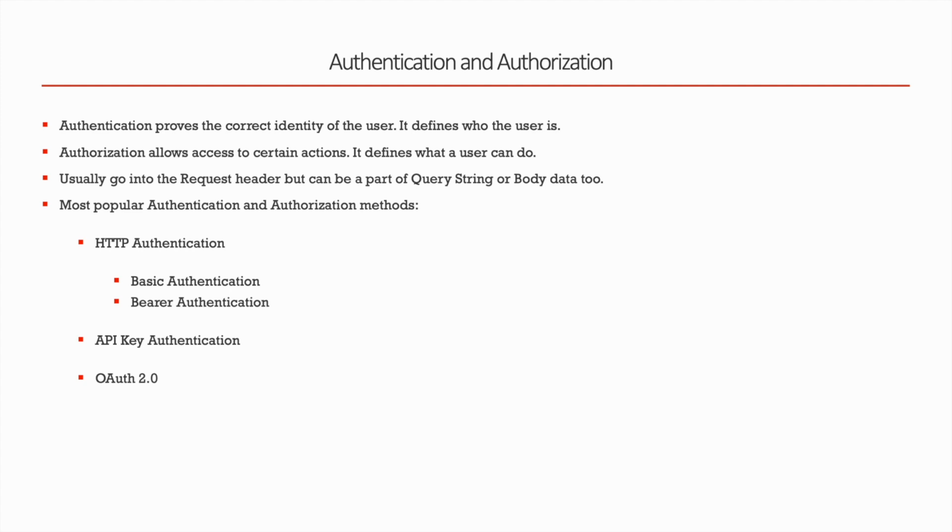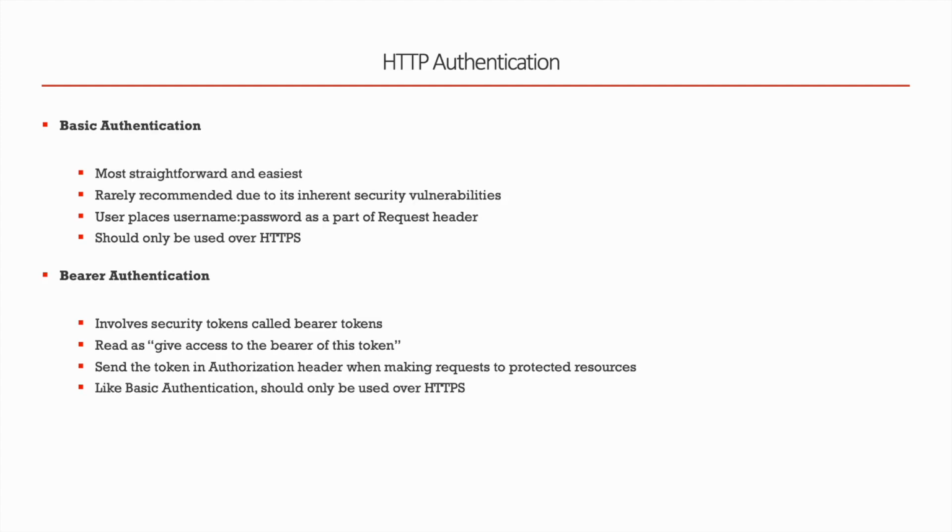Let's look into HTTP authentication first. HTTP authentication is any sort of authentication done over the HTTP protocol. And there are two types of HTTP authentication. First, basic authentication. Like the name suggests, it's the most straightforward and easiest of them all, and is rarely recommended due to its inherent security vulnerabilities. Because a user has to place their username and password as a part of the request header, which can easily be discerned by somebody who has access to the request headers. And in cases where you have to use basic authentication, it should only be done over HTTPS.